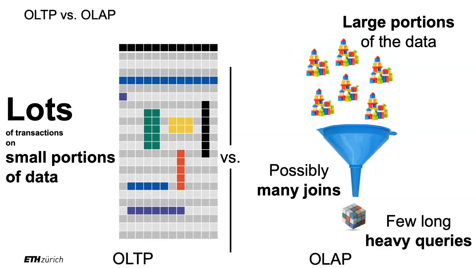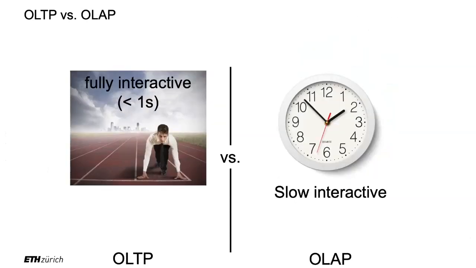On the right, for OLAP, and this is also things we've been doing with Spark and MapReduce, you're looking at large portions of the data, a full scan. You might do many joins, or you want to avoid the joins by denormalizing, which we've been doing as well. And you have few long, heavy queries. You might remember with MapReduce, for example, that it can take hours or even days or even weeks until the query is actually completed. So that's a very big difference.